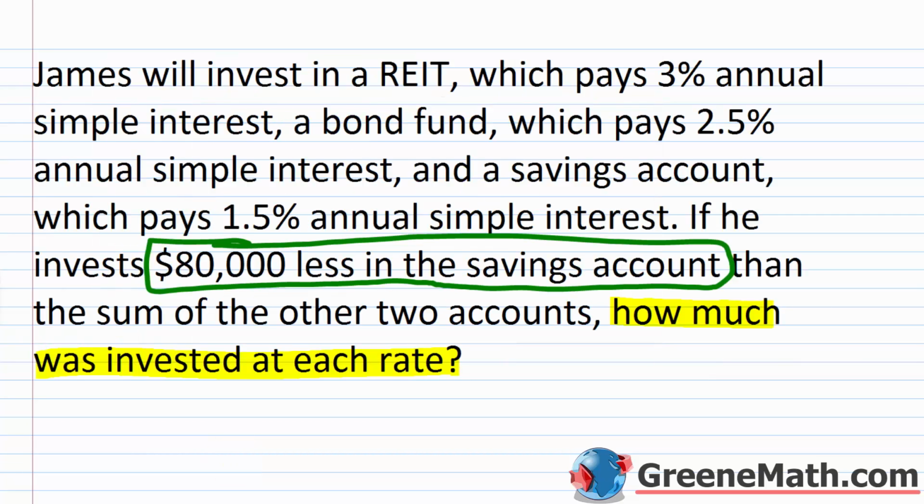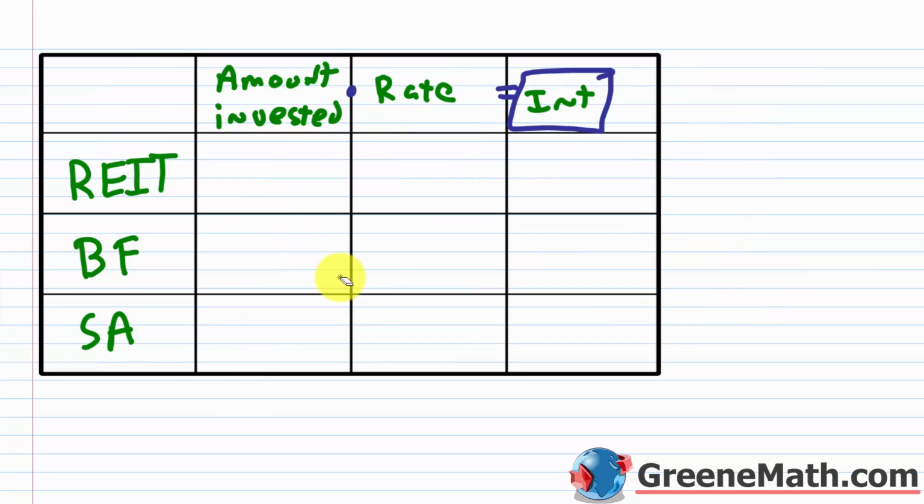So specifically, it tells us the REIT pays 3% annual simple interest, the bond fund pays 2.5% annual simple interest, and the savings account pays 1.5% annual simple interest. So for the rate, for the REIT, it's going to be 3% or 0.03 as a decimal. For the bond fund, it's going to be 2.5% or 0.025 as a decimal. And for the savings account, it's 1.5% or 0.015 as a decimal.